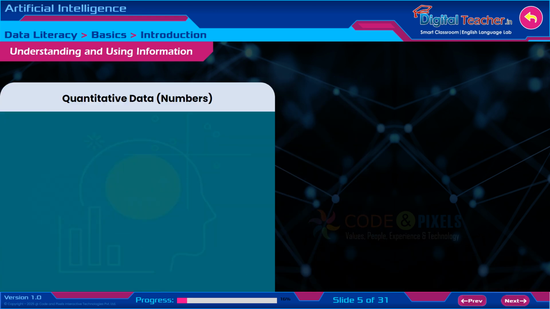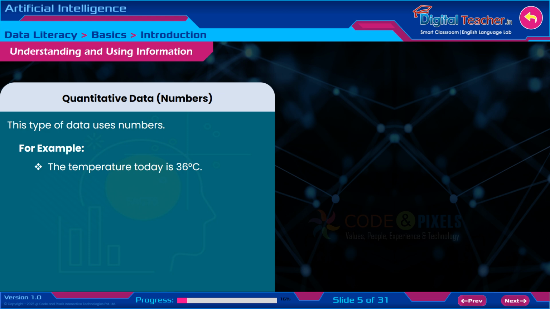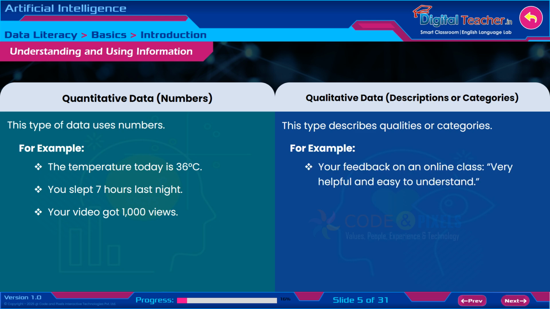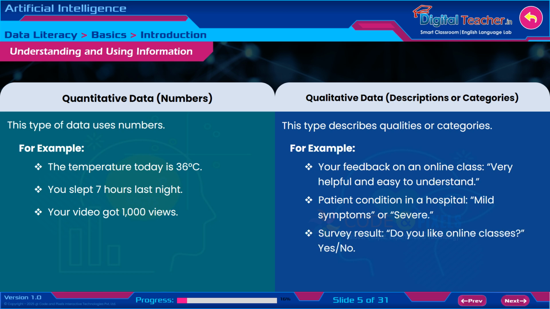Quantitative data. This type of data uses numbers. For example, the temperature today is 36 degrees Celsius. You slept 7 hours last night. Your video got 1000 views. Qualitative data. This type describes qualities or categories. For example, your feedback on an online class, very helpful and easy to understand. Patient condition in a hospital, mild symptoms or severe. Survey result, do you like online classes? Yes or no?